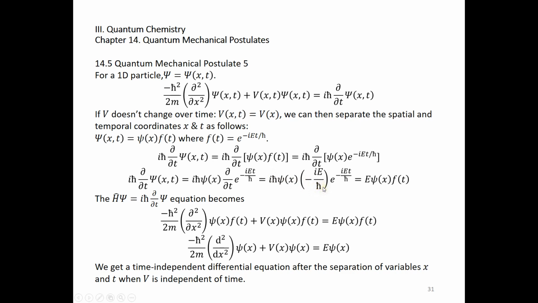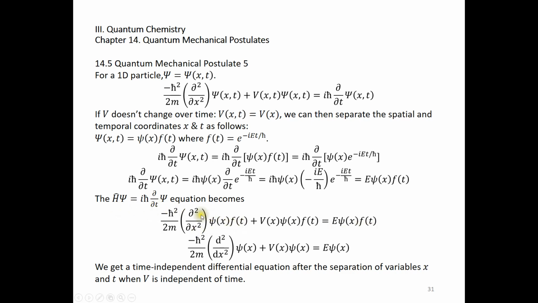And then in the end we have e. So from here, e times this lowercase psi times f. This f of t is this exponential function. Alright, so this equation, the time-dependent Schrodinger equation, now becomes this.